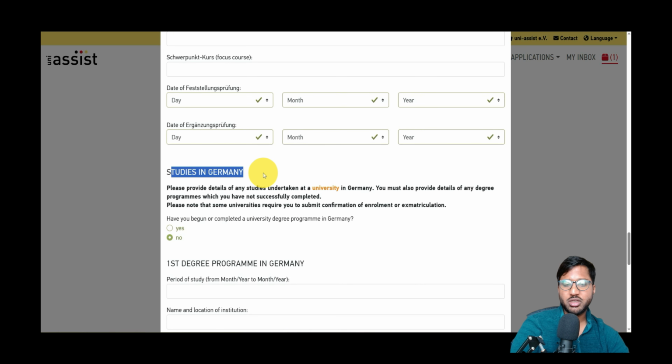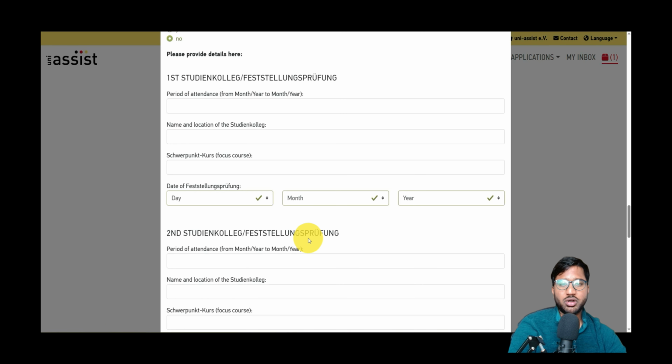And studies in Germany: we have not yet done any studies in Germany, so you have to click no. If you have already studied in Germany, for example you joined a master degree program at some college and completed one semester, and this is your second college option, applying for the second semester, then please click yes. Then you can fill in what you have done, and those credits would also be counted if they want.